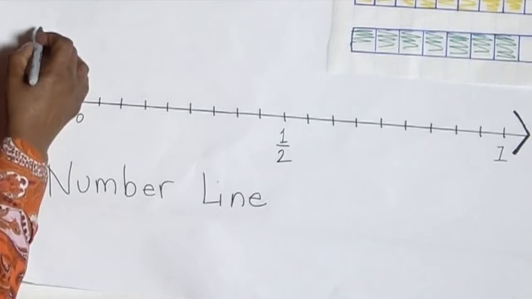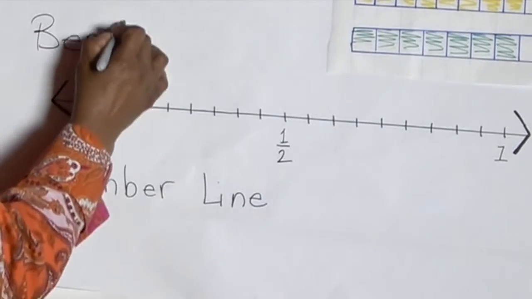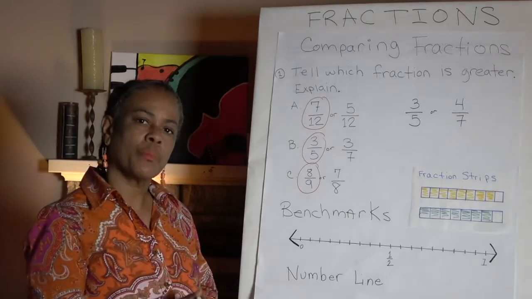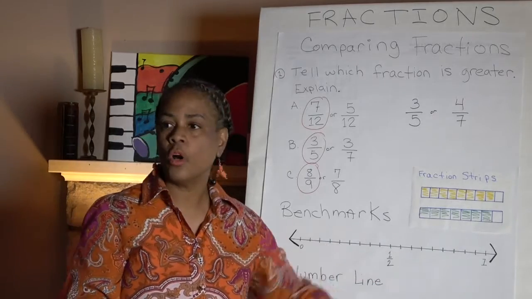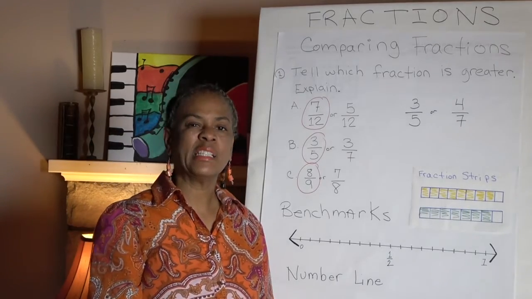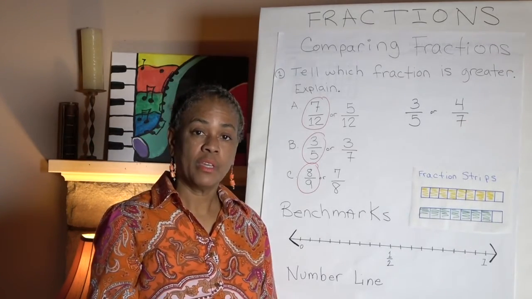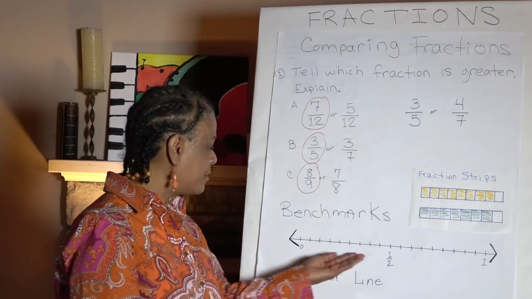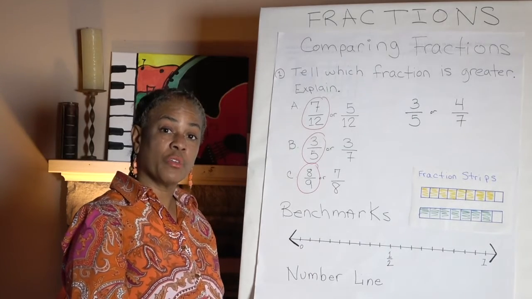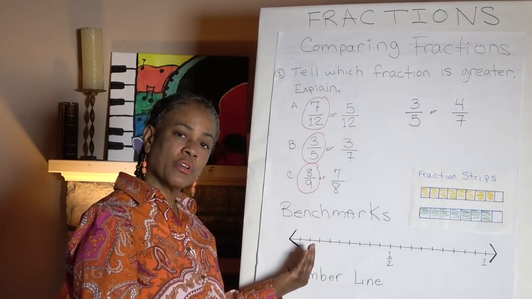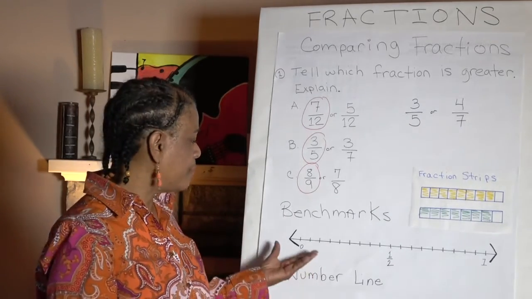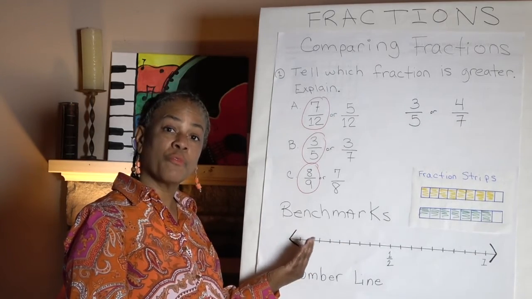Parents, benchmarks means I know benchmarks. My benchmarks that I wrote were 0, 1/2, and 1. Because many students will know if a number is really small. If I say 1/10, they're going to know that that number is way down here near 0. It's kind of small. If I say 1/100th, it's really small. It's even closer to 0, right? If I say 1/1000th, it's even smaller. So some fractions are closer to 0 than others.